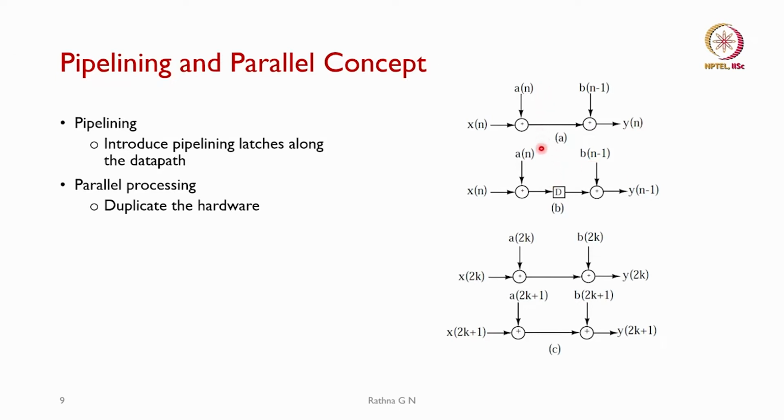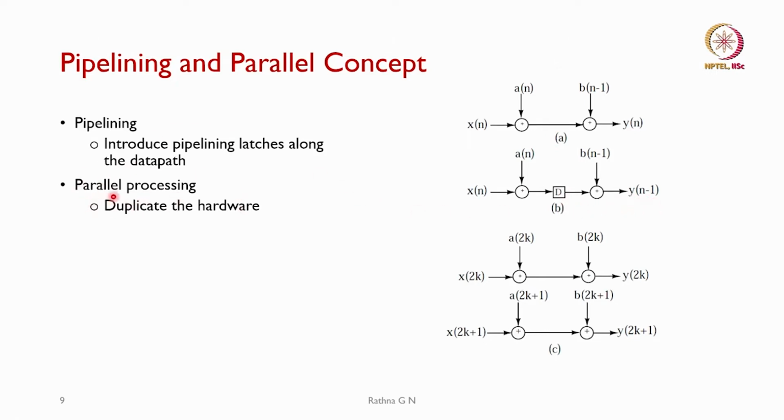I want my y of n to come out in a single clock cycle. Then what I do is cut this line into 2 parts and introduce a delay line, so I am increasing the hardware. x of n is added in 1 clock cycle and latched here, and in the next clock cycle I add it with the data coming from here. The output in the current state is y of n minus 1, and in the next clock cycle I will get y of n. So, compared to the previous structure, I get a 1 delay initial output, and after that it comes continuously.